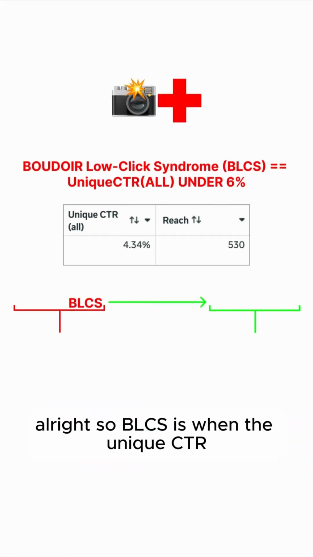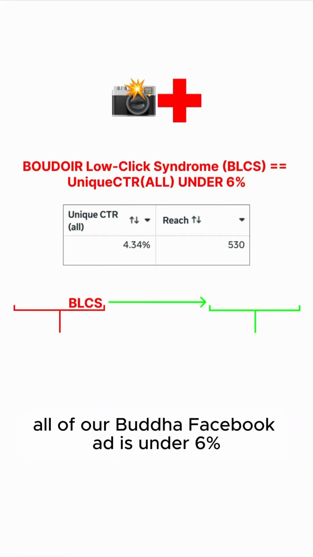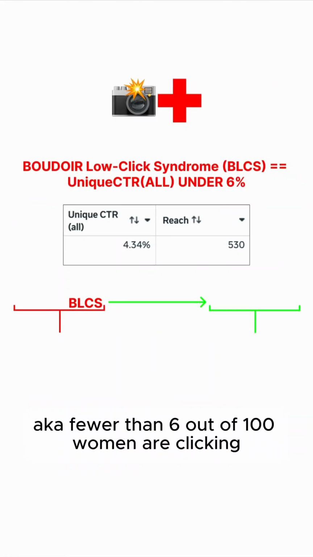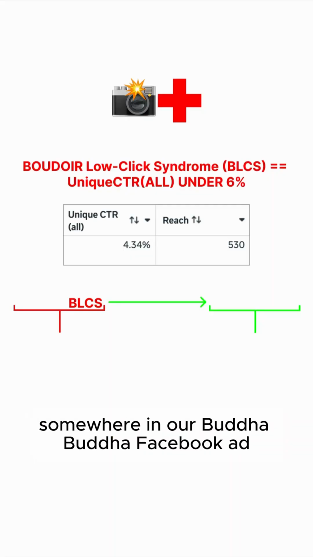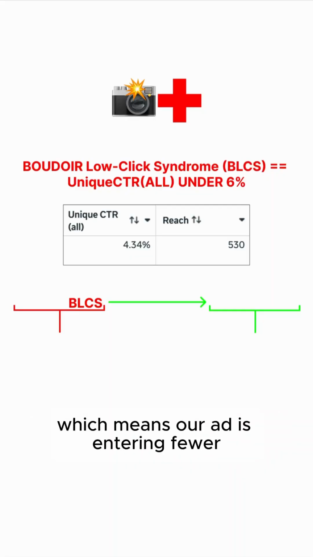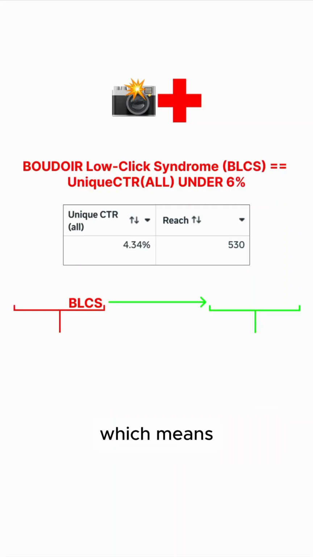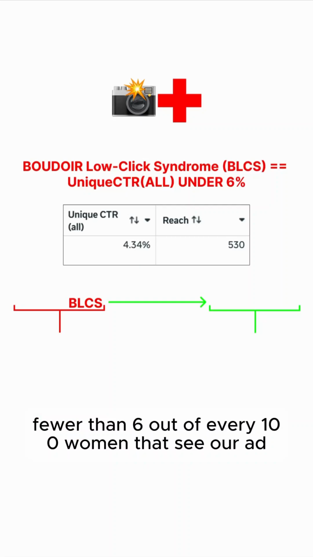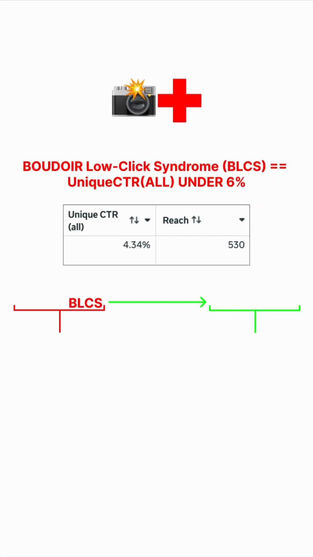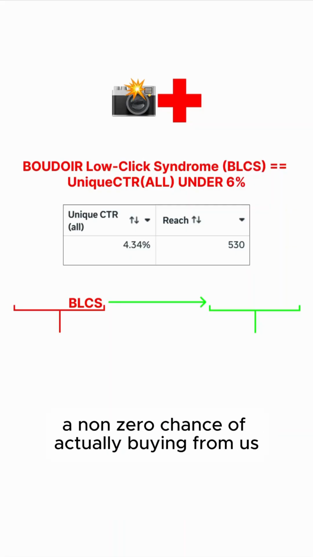All right, so BLCS is when the unique CTR on our Boudoir Facebook ad is under 6%, aka fewer than 6 out of 100 women are clicking somewhere on our Boudoir Facebook ad, which means our ad is entering fewer than 6 out of every 100 women's brains, which means fewer than 6 out of every 100 women that see our ad actually have a non-zero chance of buying from us.